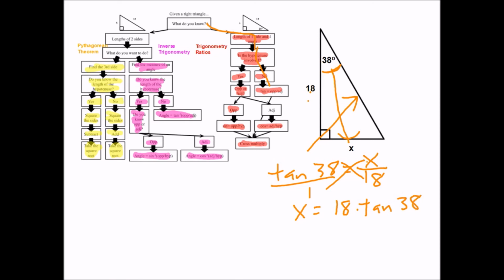Now notice in this one, we're just going to multiply. You don't always divide, you don't always multiply. It depends on how the cross multiplication comes out. In this case, just 18 times tan 38, about 14.1.